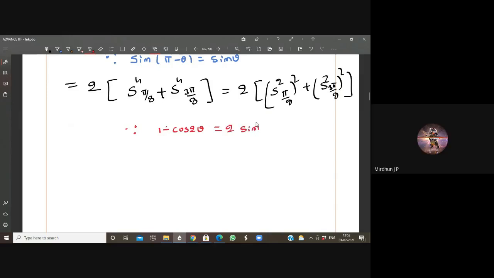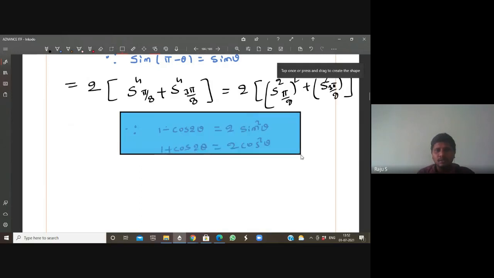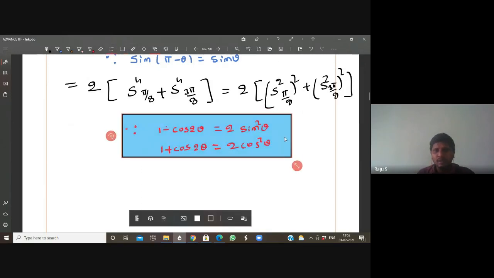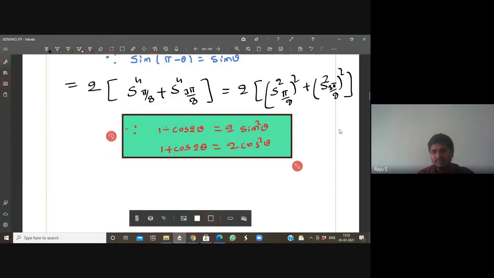Cos 2 theta: 1 minus cos 2 theta is 2 sin square theta. Whenever you have 1 plus cos 2 theta, it is 2 cos square theta. So all of you remember these two formulas. These are very important, I already told you. These two formulas play a very important role in integration and differentiation. 1 minus means 2 sin square, 1 plus means 2 cos square.